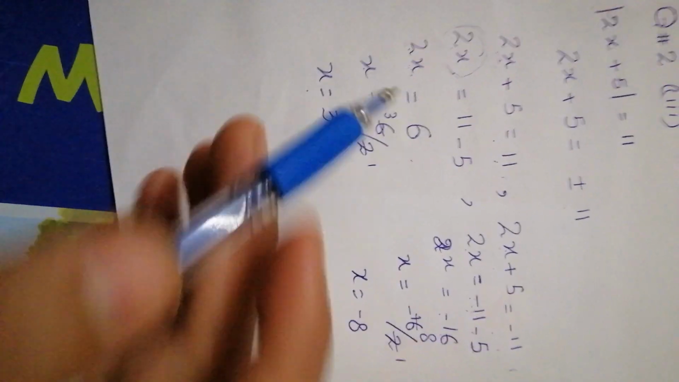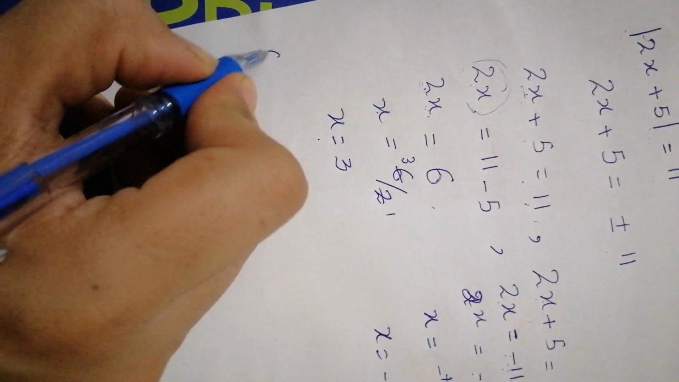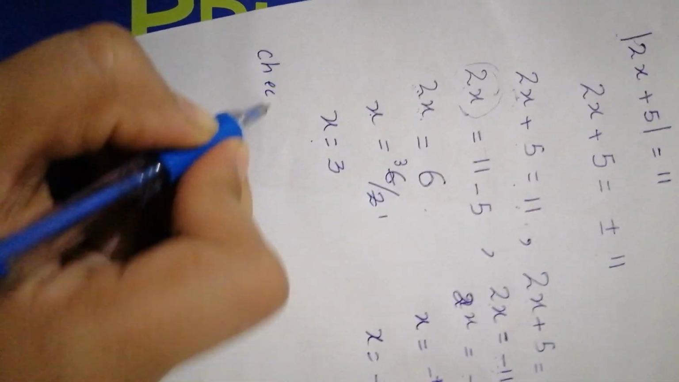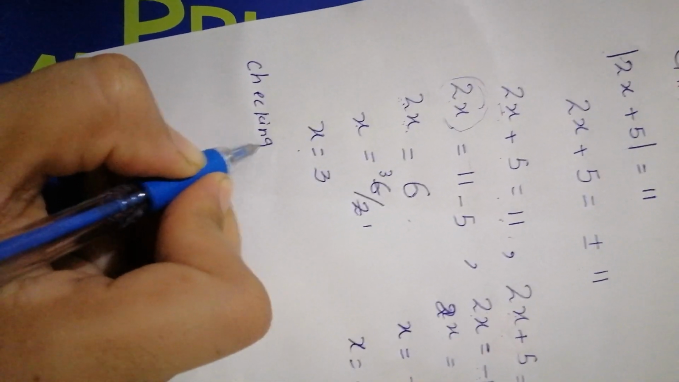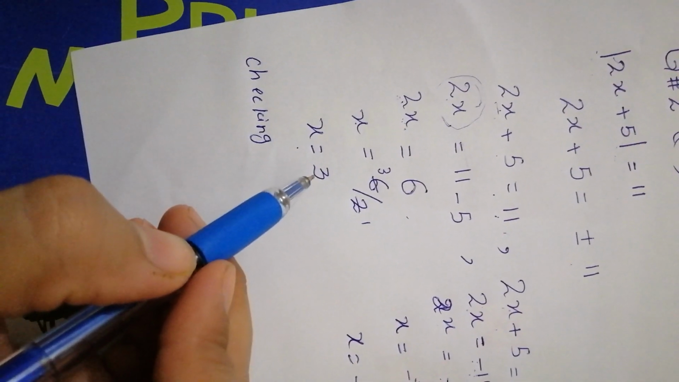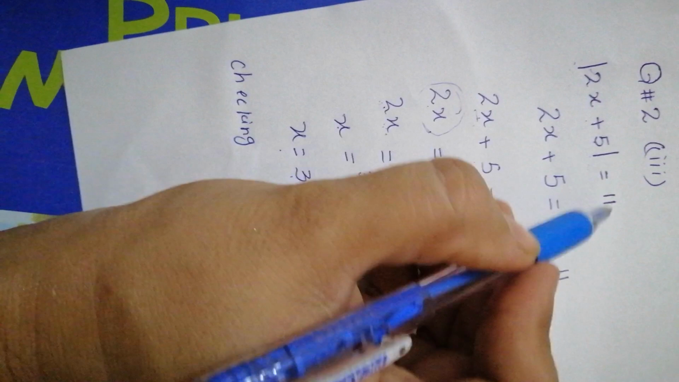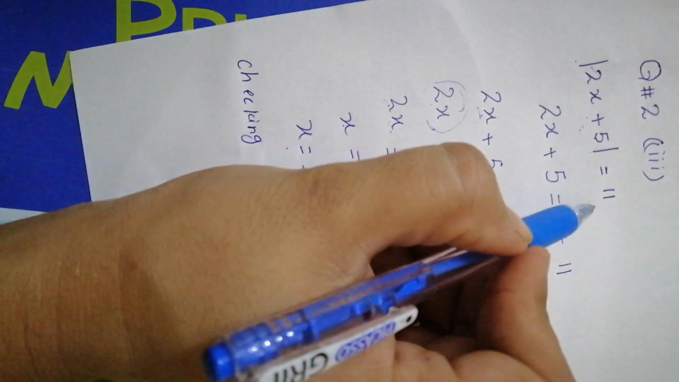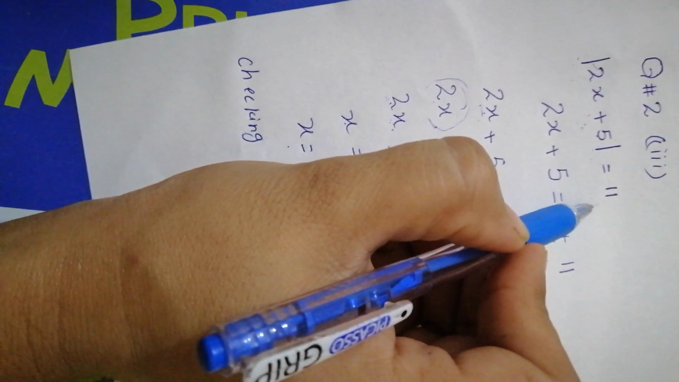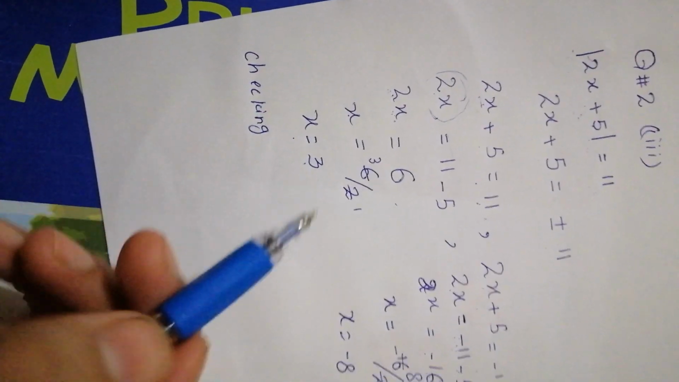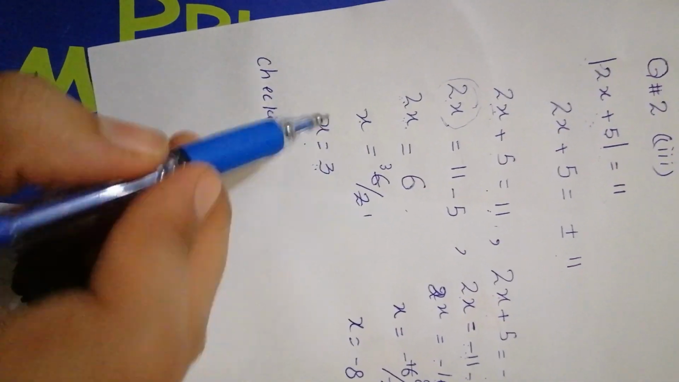Now you have to check your answers, as I have told you before. Checking. What does it mean, checking? Checking means that you will put the value of x into your original equation. After putting, if you get both sides the same, left and right, then it means your statement is true. The value that you have taken is true.